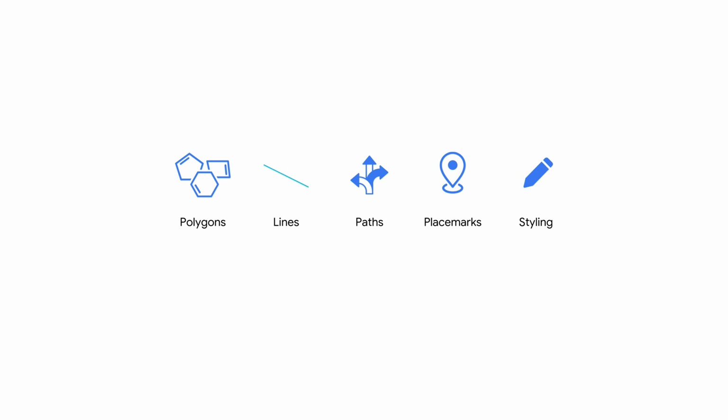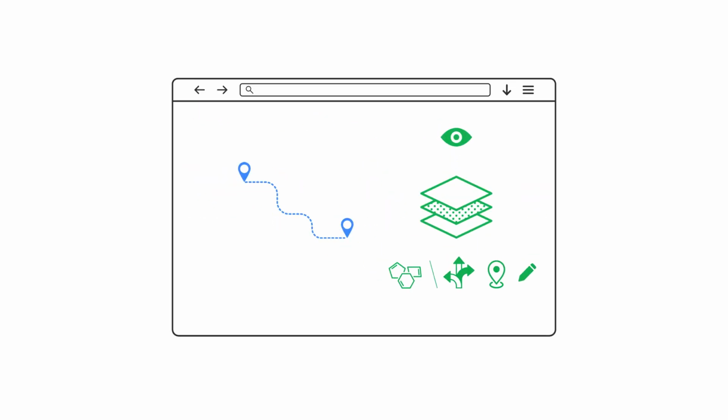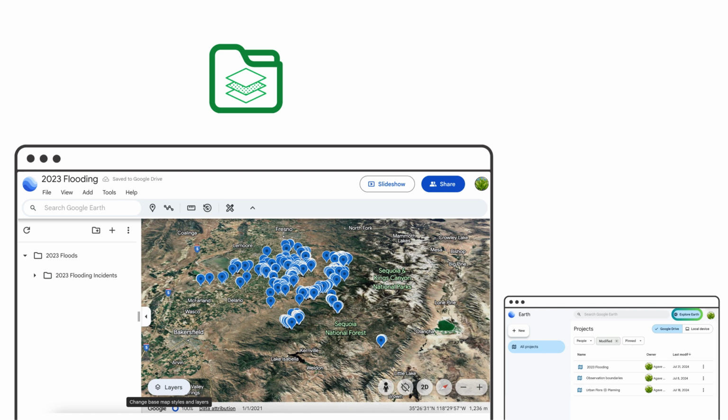Mapmaking tools like polygons, lines, paths, place markers, styling, etc. will show up on the map from other projects when they are marked as a project to reference. In order to mark a map as a reference project, you will need to visit the Layers menu, which is displayed from a project or from the Explore Earth view.